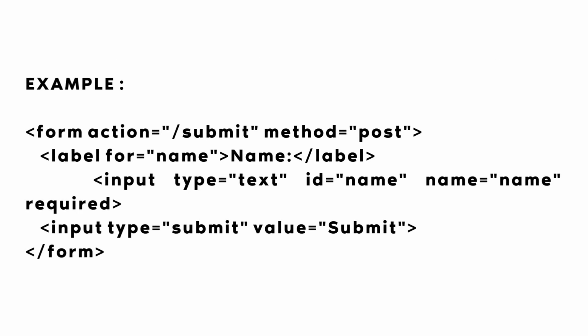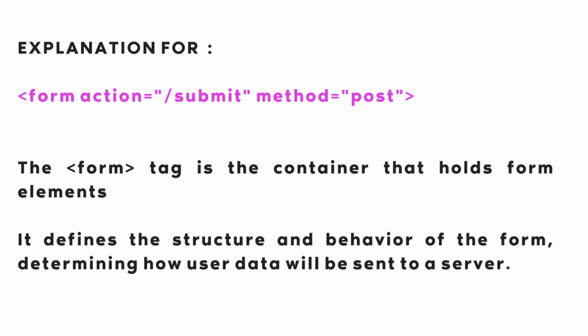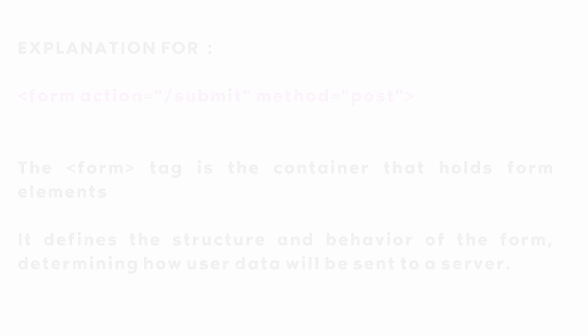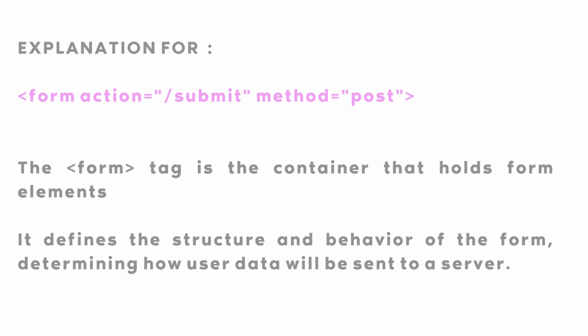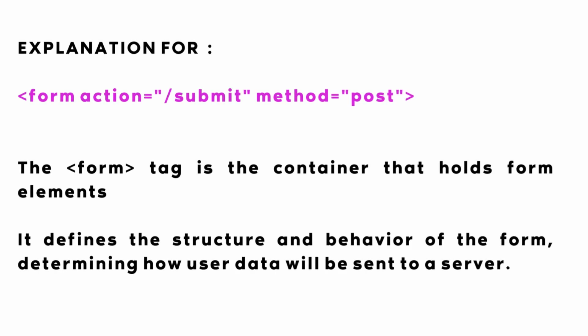In this example, I'm going to explain each and everything written in it. Here, form action is equal to /submit. Method is equal to post. The form tag is the container that holds form elements. It defines the structure and behavior of the form, determining how user data will be sent to the server.